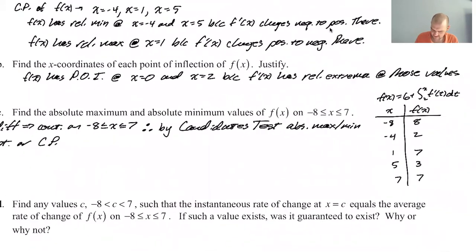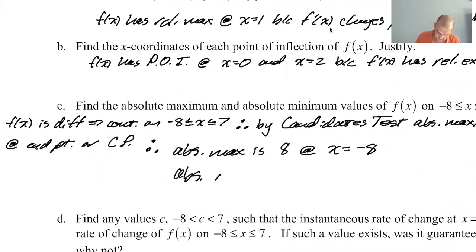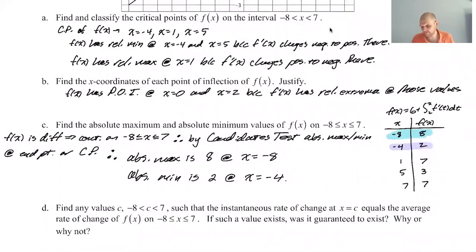All right, so therefore, absolute maximum is actually 8. And the absolute minimum is actually 2. So, all right, therefore, absolute maximum is 8 at x equals negative 8. And absolute minimum is 2 at x equals negative 4, which was also a relative minimum.